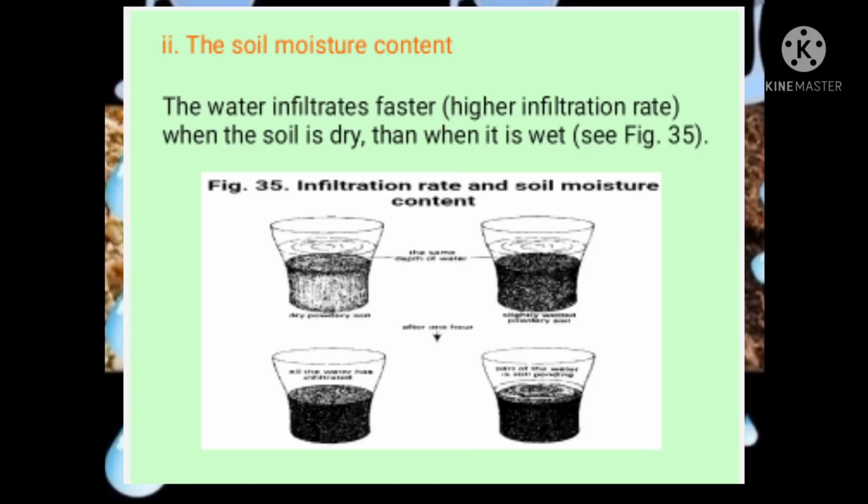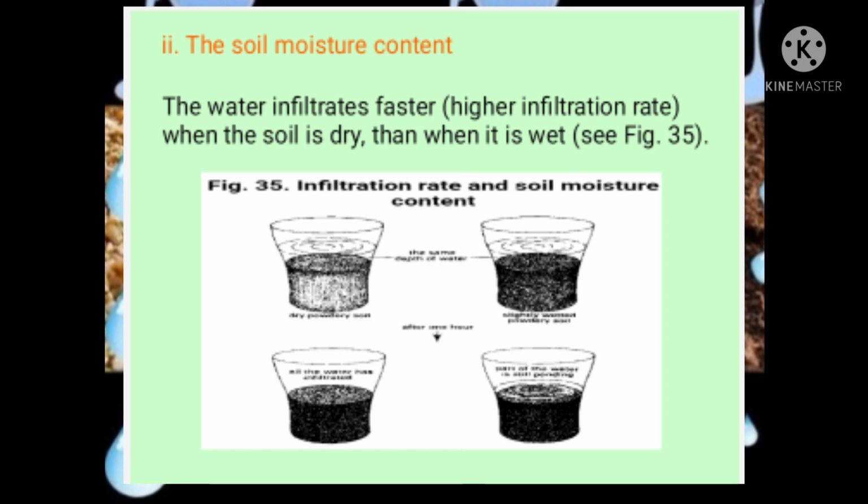And second is dito tayo naman sa soil moisture content. The water infiltrates faster, a higher infiltration rate, when the soil is dry than when it's wet. See figure 35. As a consequence, when irrigation water is applied to the field, the water first infiltrates easily, but as the soil becomes wet, the infiltration rate decreases. Look at figure 35.